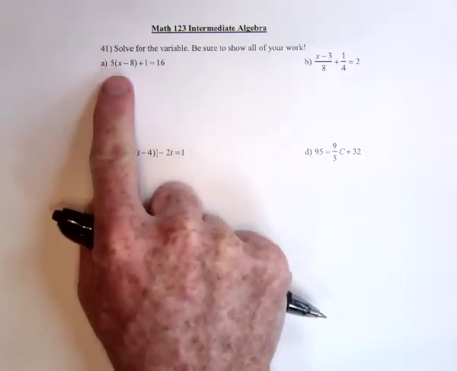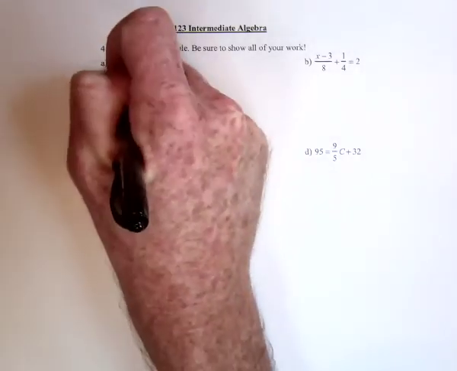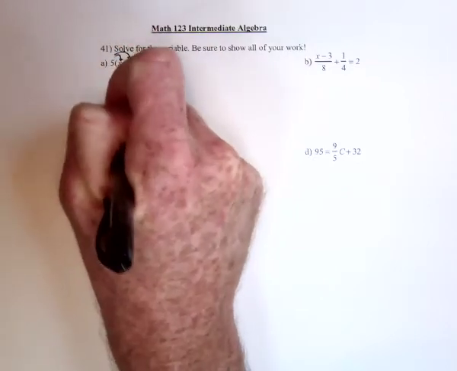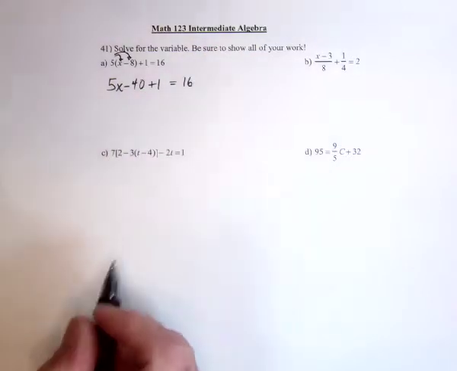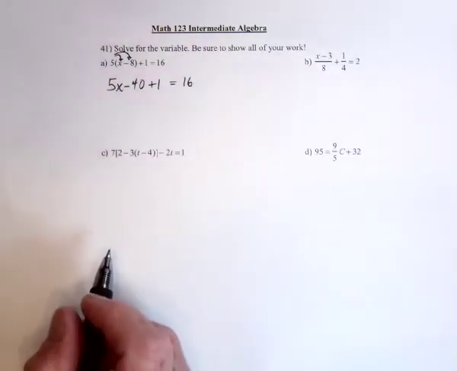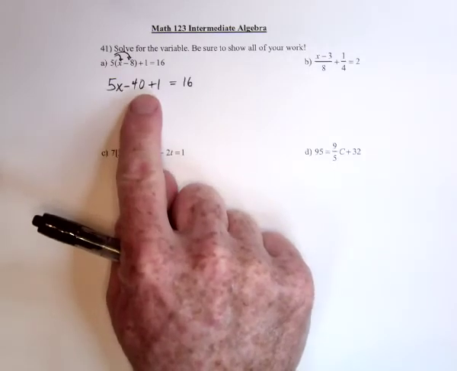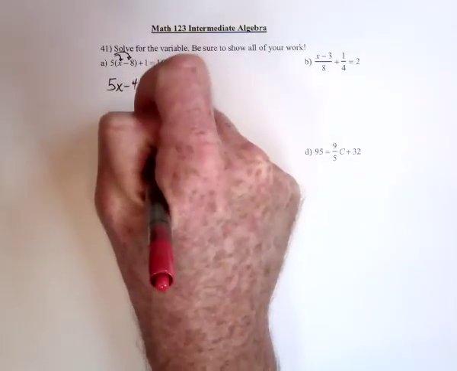Right here we need to start by distributing the 5, so we're going to have the 5 times x and 5 times negative 8. And then just recopy the 1n equals 16. So this right here is negative 39, so I need to get rid of that by adding 39 to both sides.